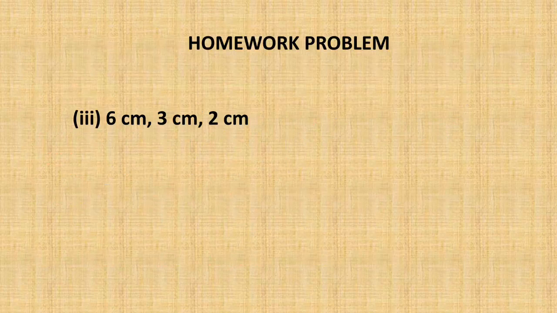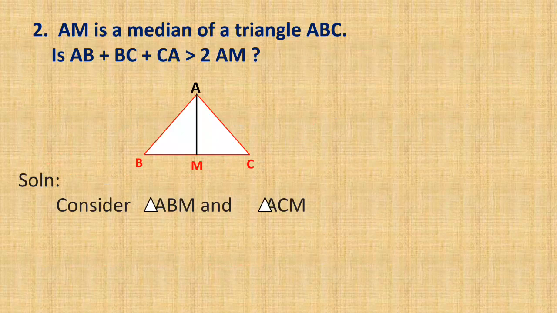Here you have one homework problem. After that, we are moving to a theorem. AM is the median of triangle ABC. Already we have seen about the median. It is a straight line from a vertex that meets the midpoint of the opposite side. AM is a median of triangle ABC. We have to prove AB plus BC plus CA is greater than 2AM.